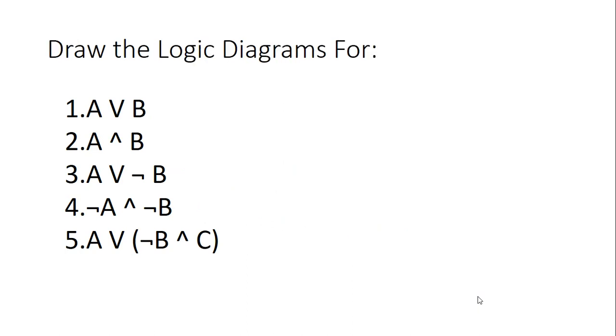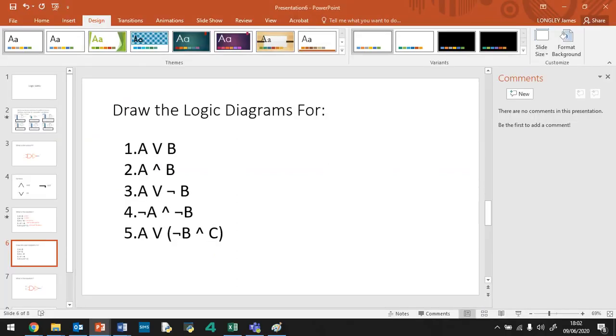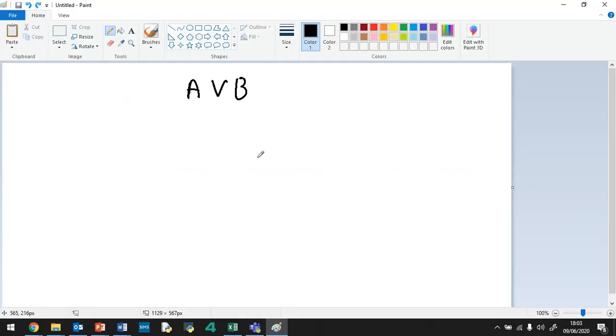Okay, so what I'd like you to do is now draw out these equations for me, and then we'll go through the answers. So the first one is A or B. So I'll help you out on the first one as per usual. Okay, so here we've got A or B. So the middle here is the OR. So let's do just a standard OR.